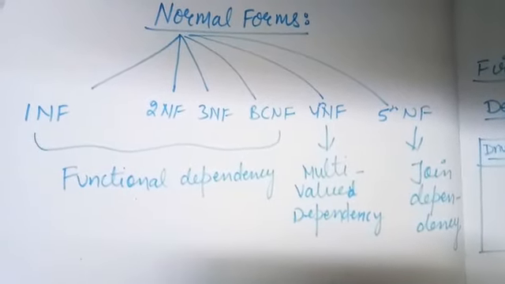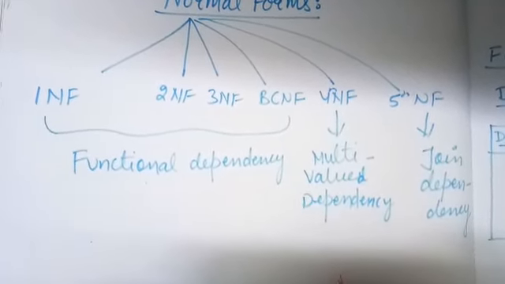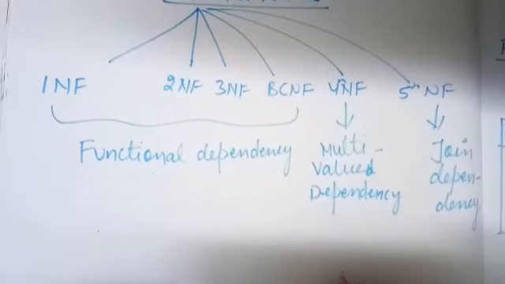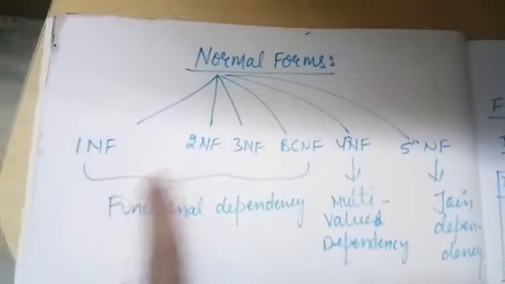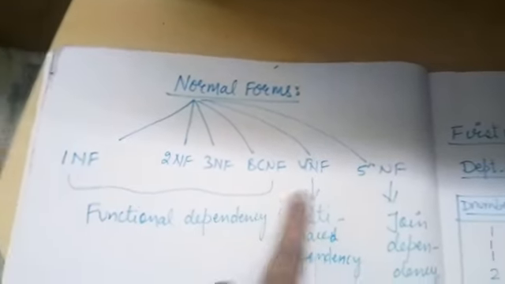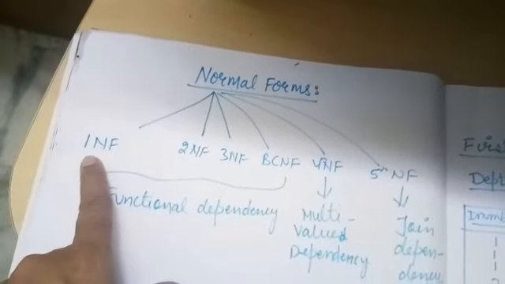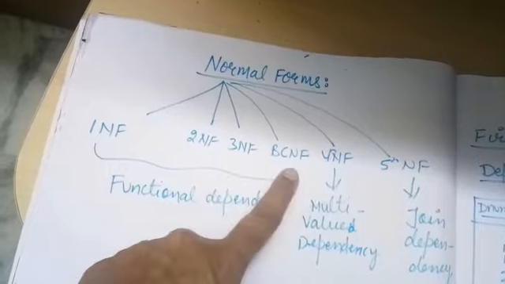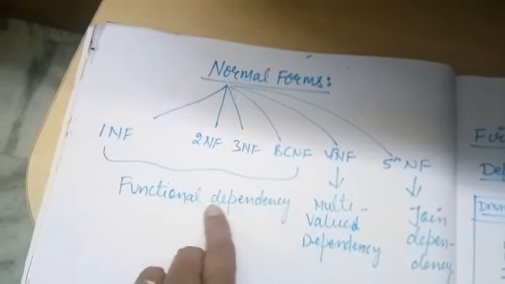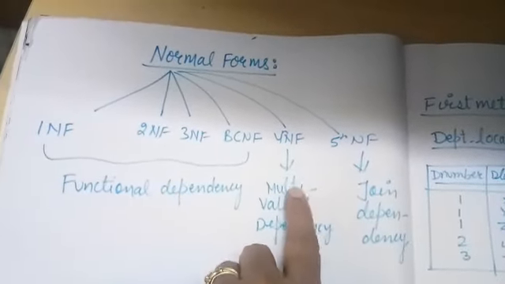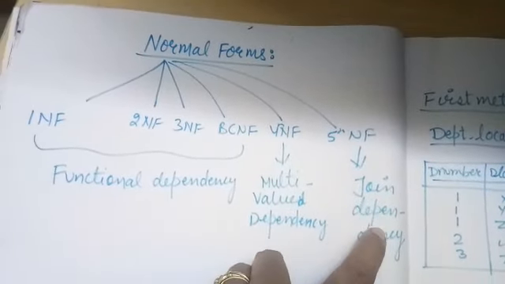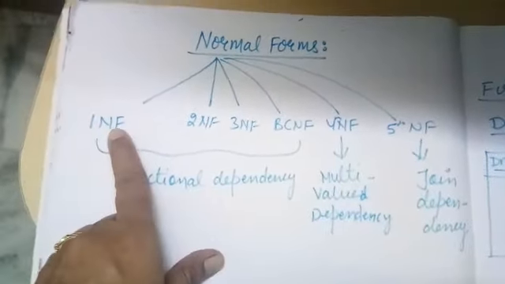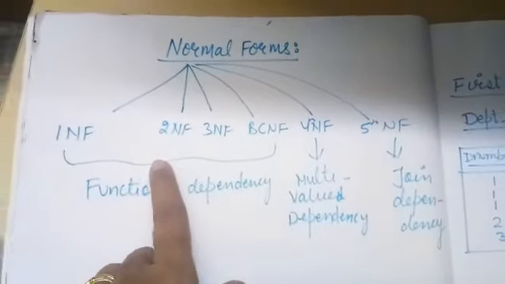To overcome these anomalies and redundancy, we need to normalize the data. Here are the most commonly used normal forms: 1NF, 2NF, 3NF, BCNF, 4NF, 5NF. 1NF, 2NF, 3NF, and BCNF use functional dependency, 4NF uses multi-valued dependency, and 5NF uses join dependency. In this lecture, we will discuss only 1NF and 2NF.